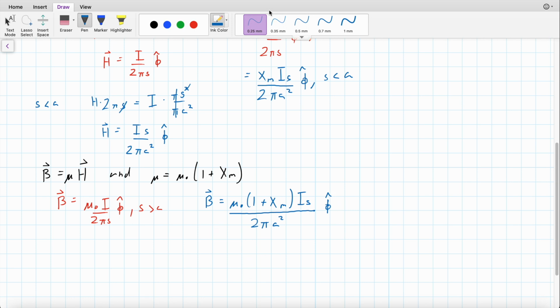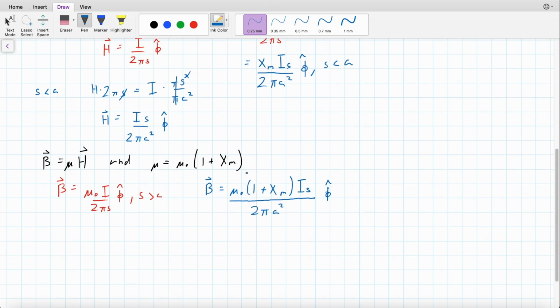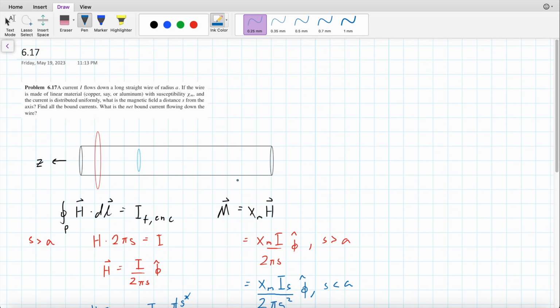Okay. Now, let's go about finding the surface bound current and volume bound current.